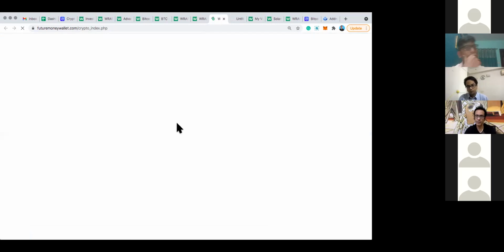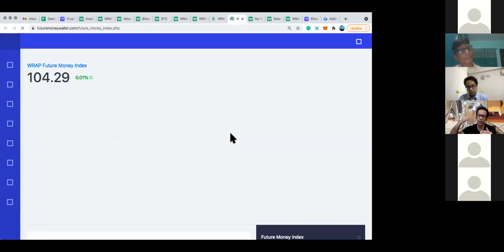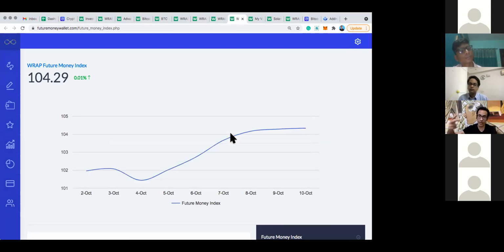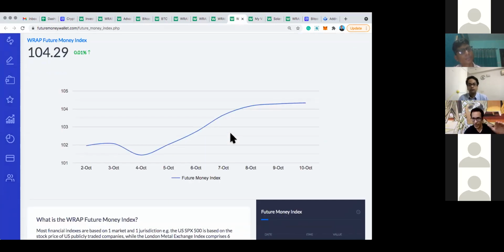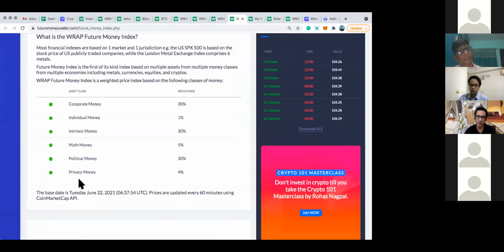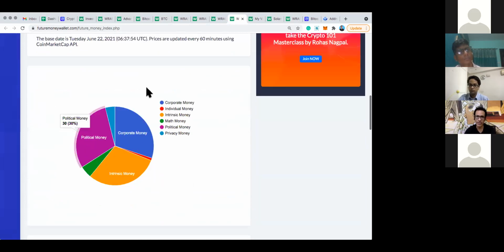So these are where, in the future money index, I'm saying, why should we only measure one kind of asset, which is crypto? Why not make a portfolio which has shares, cryptos, currencies, metals, all put together? That is a very slow moving thing. But even in the worst of the crypto crashes, the value of this index didn't go down. So I've built that around corporate money, which is shares. Then all the details are here.